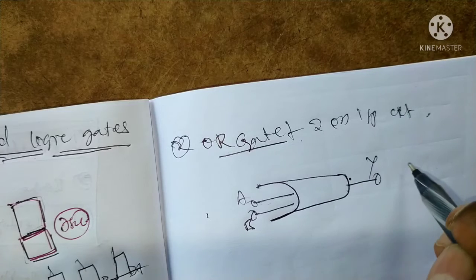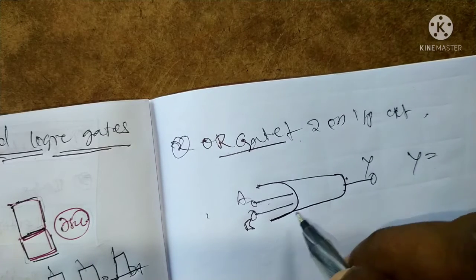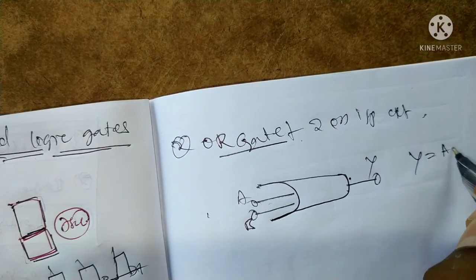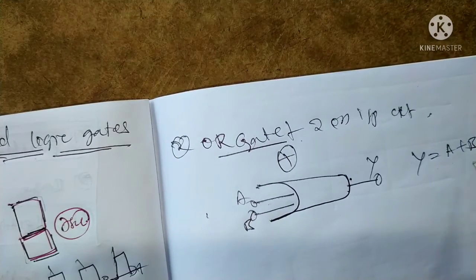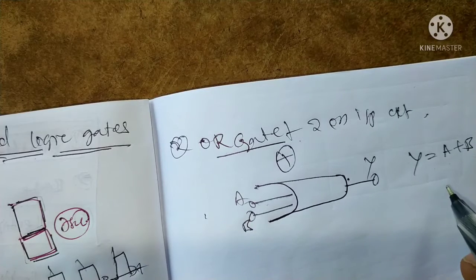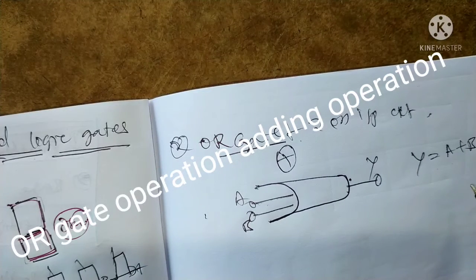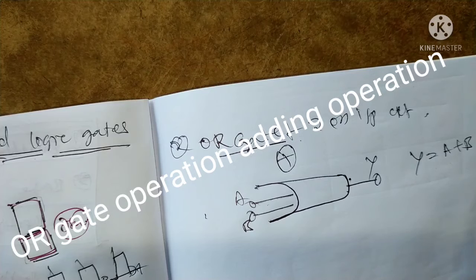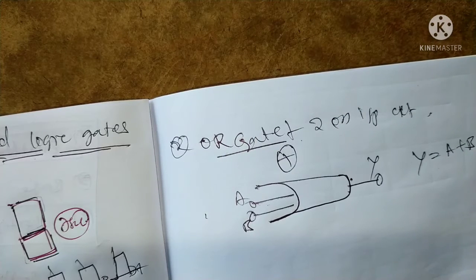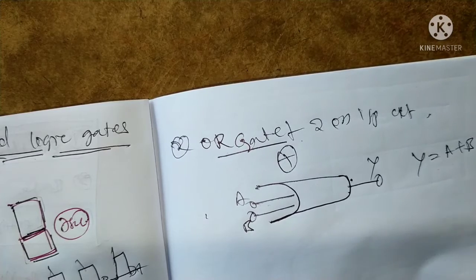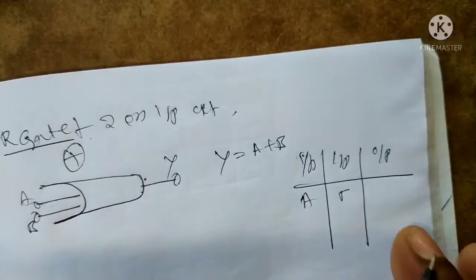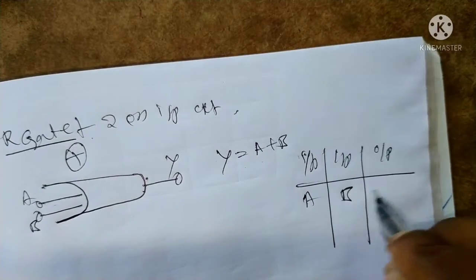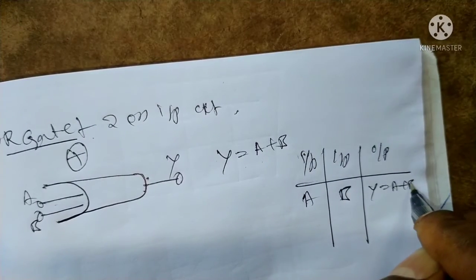In the case of the logic OR gate, the resultant is Y is equal to A plus B. The OR gate is a plus form. Now the truth table of the OR gate, with inputs and output: A, B, Y, where Y is equal to A plus B.